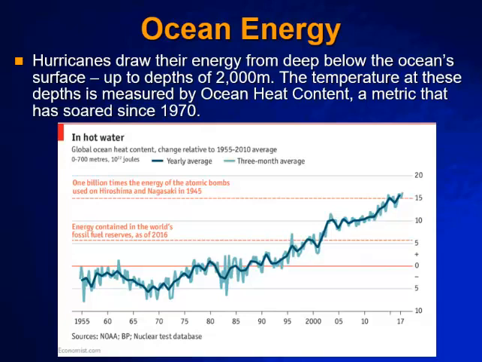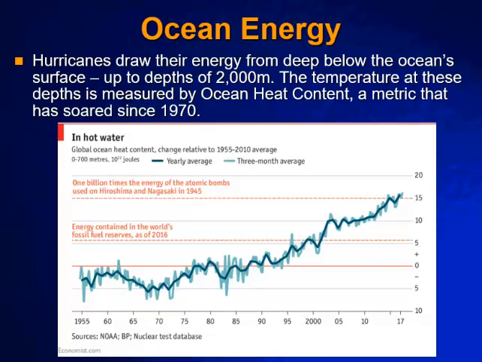To give you an idea, this figure here that we're looking at is titled In Hot Water, and it says global ocean heat content change relative to the 1955 to 2010 average. And we have the darker blue line, which is the yearly average, and we have the 3-month average line, which goes up and down and oscillates a fair amount. And so the general trend is the darker blue line. What we see is that the ocean heat content has increased significantly. So whereas before we were looking at temperature increases that were very minor, this is a really significant increase.